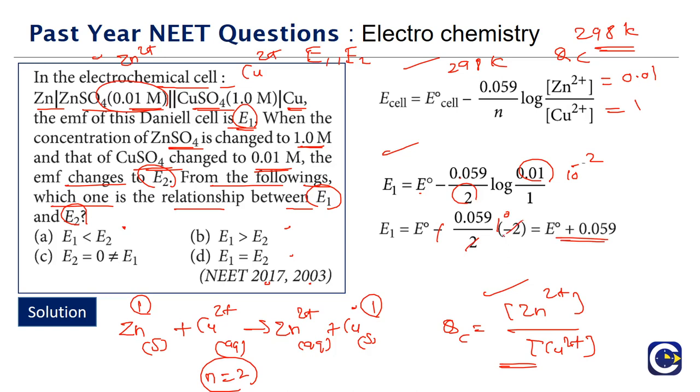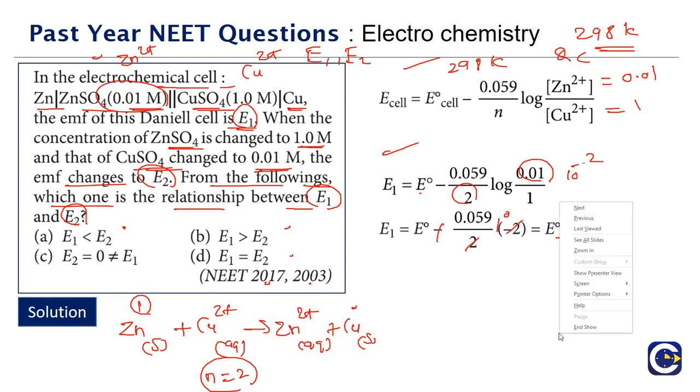So E1 is equal to E0 plus 0.059. I'll just rub this part so that we can use this space for other calculation.